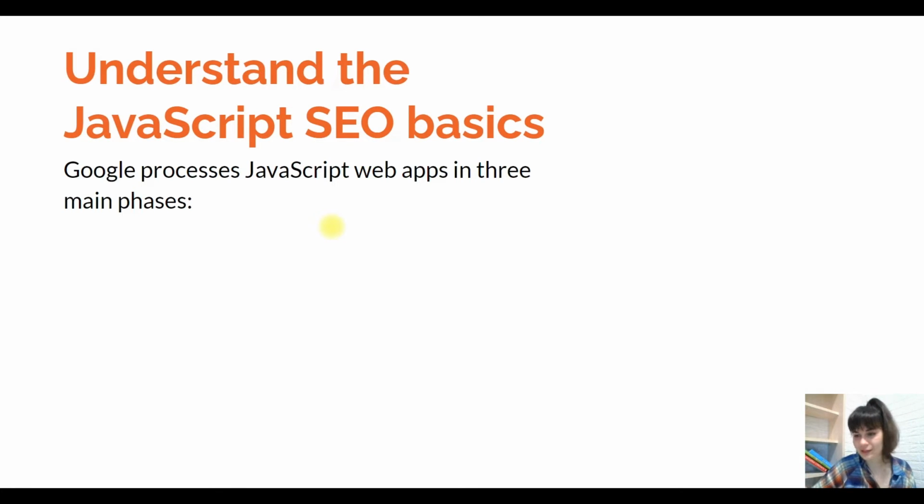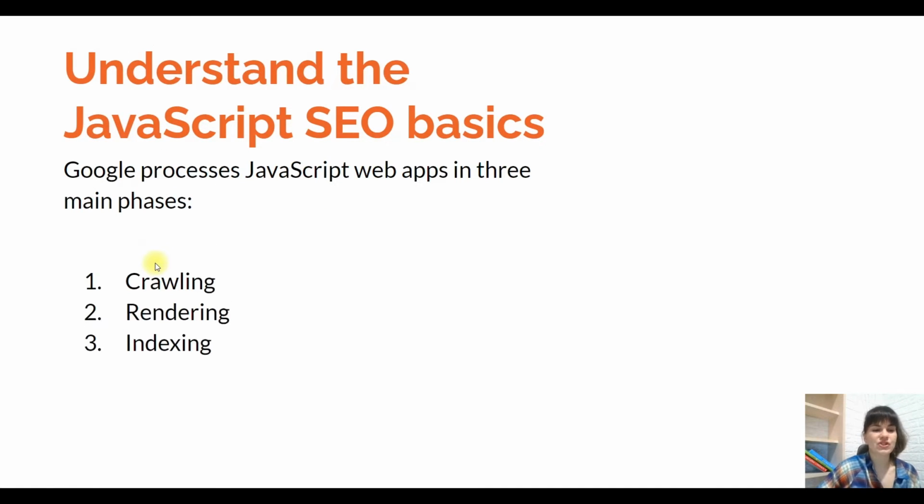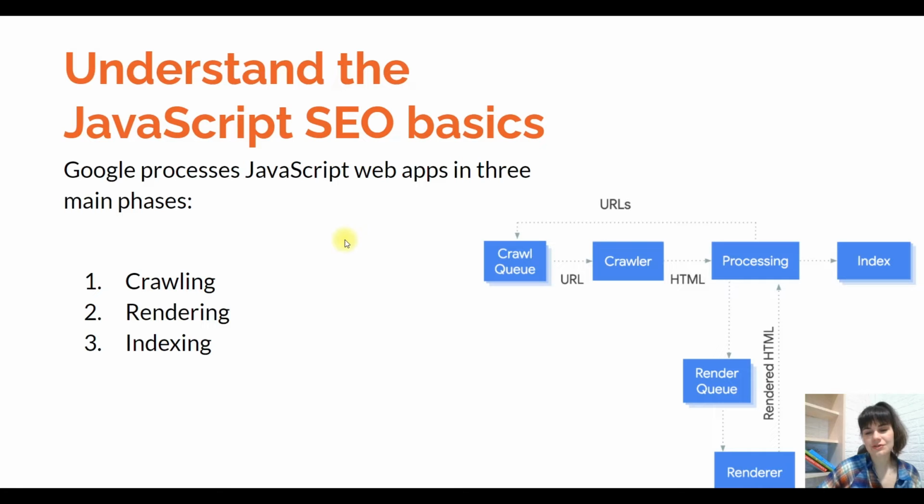So if you're already familiar with JavaScript, skip this part. I will try to explain how Google treats JavaScript. Actually, Google processes JavaScript in three main phases: crawling, rendering, and indexing. Let me show you the illustration of how it works.